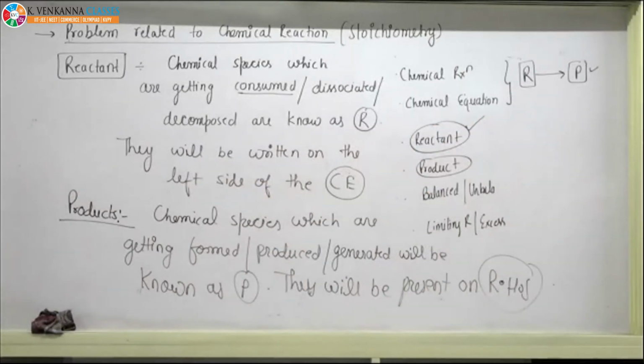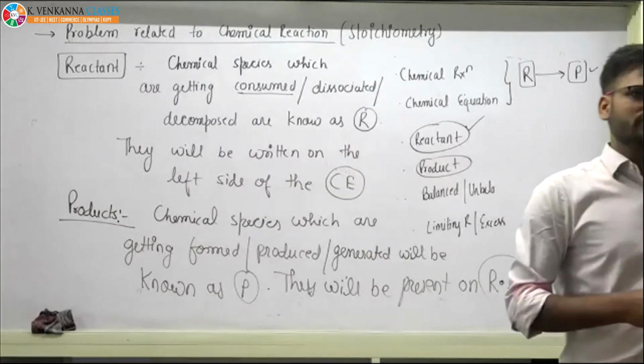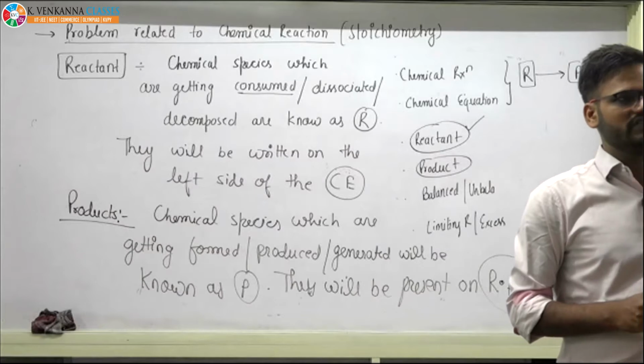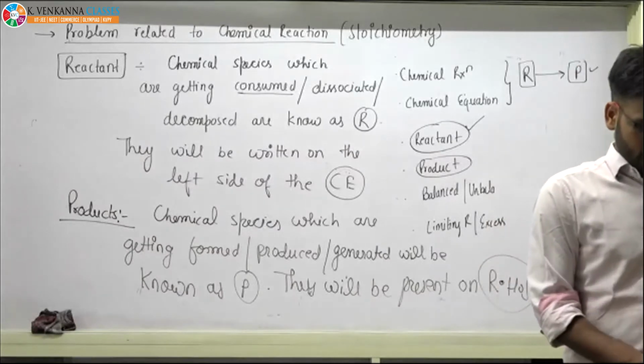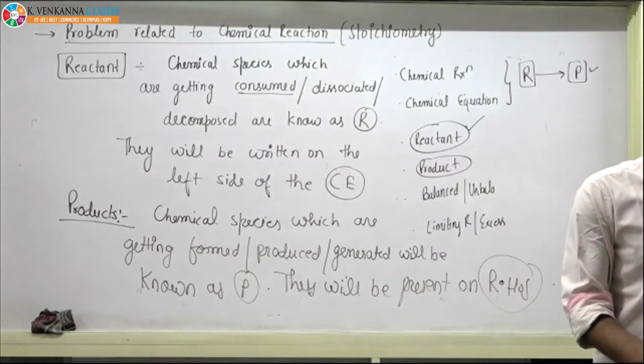So we can simply define it as things which are found at the end of the chemical reaction. That is also correct, beta. Vaishnavi, you are absolutely correct. New species which are found at the end of the reaction. These are the new species.